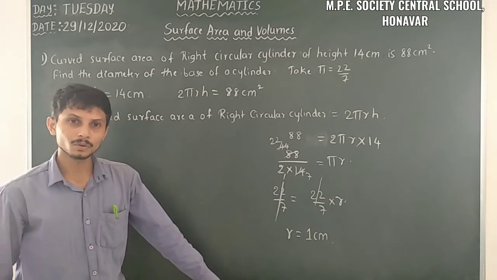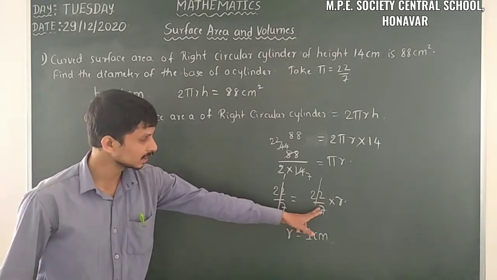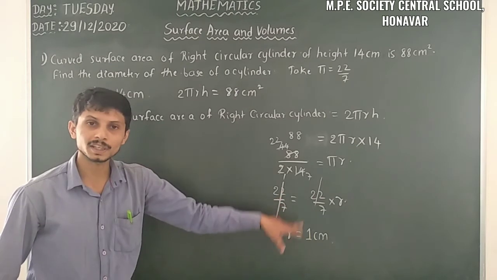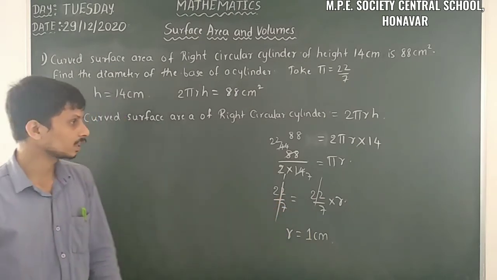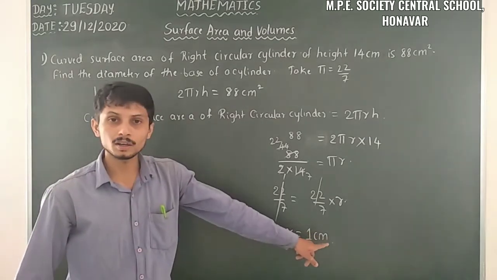The value of r is equal to 1 centimeter. That is, we can transpose the terms. 7 comes here, 22 comes here, all will be cancelled. So the remaining part is 1. So r is equal to 1 here. So here we got the value of the radius.